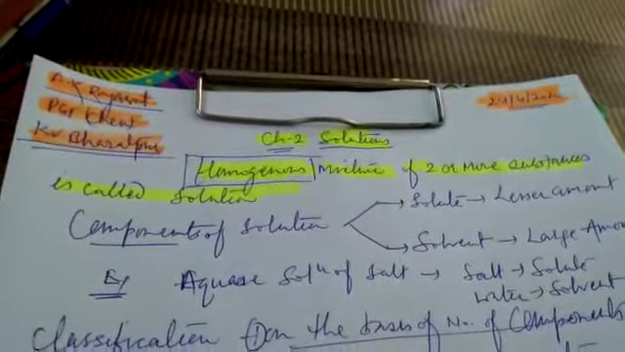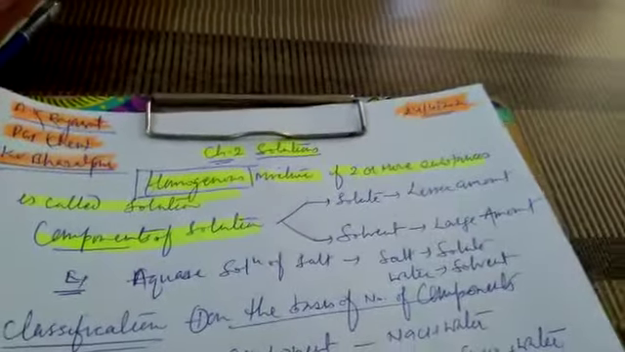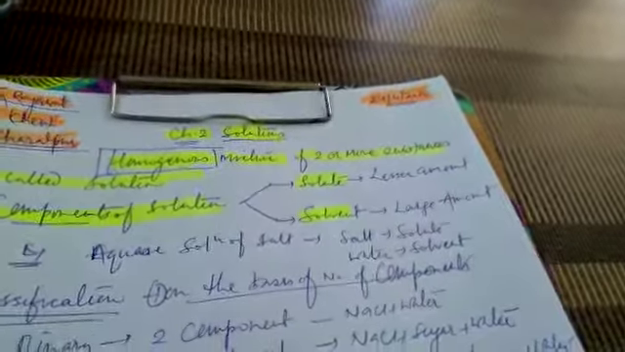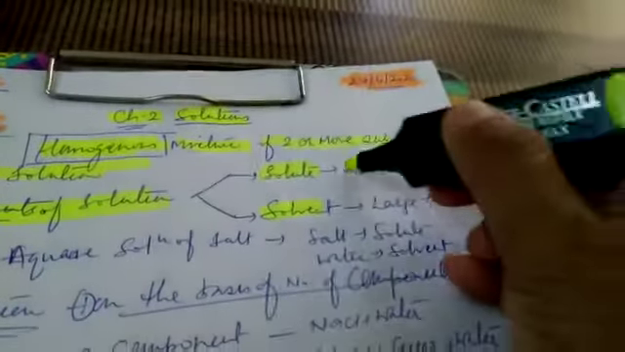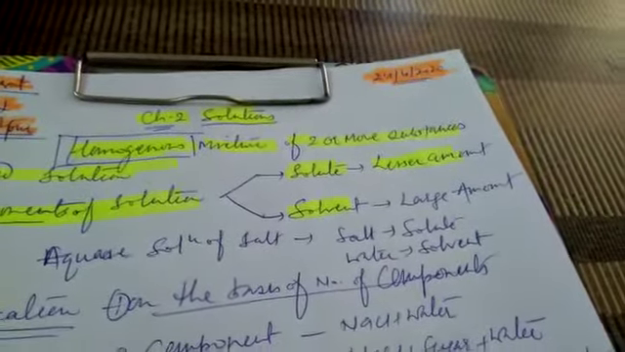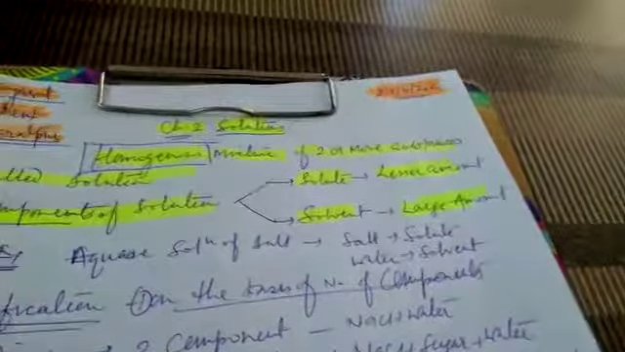Now, what are the components of a solution? There are mainly two components. First, solute. Second, solvent. The component which is in lesser amount is called solute, and the component which is in larger amount is called solvent.